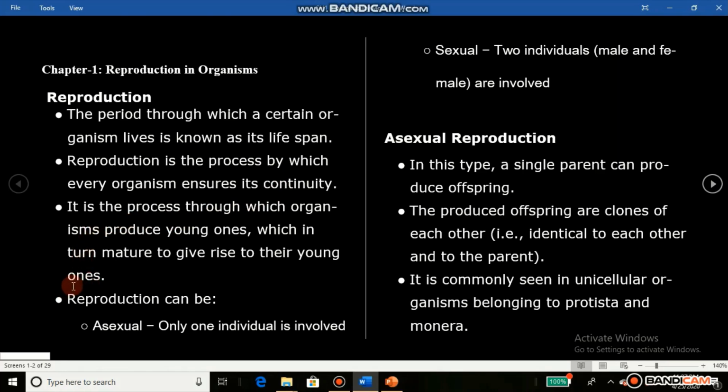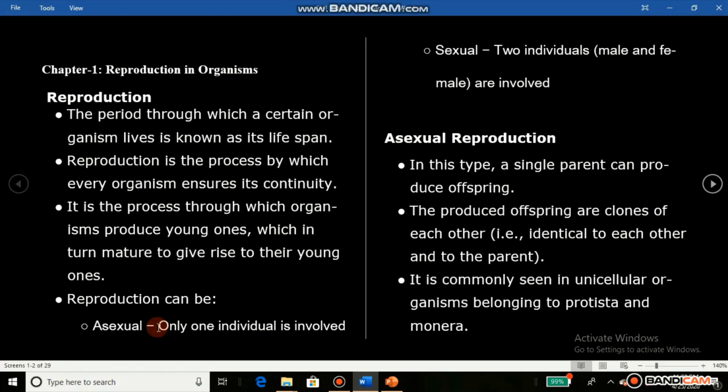Now let me tell you how many types of reproduction there are. Mostly there are two types. Reproduction can be categorized into two: asexual mode of reproduction and sexual mode of reproduction. What is asexual mode of reproduction? How does it reproduce? How is it happening in organisms? In which kind of organisms?